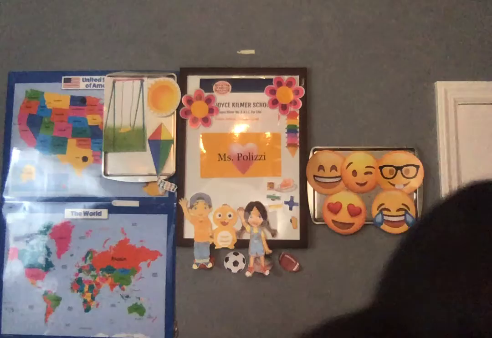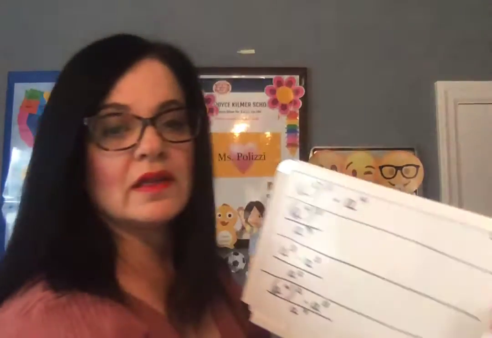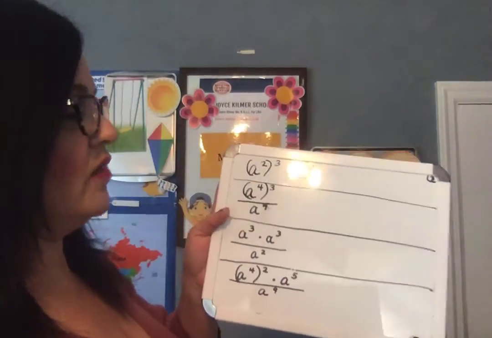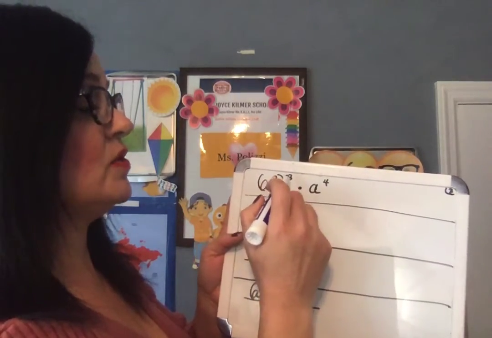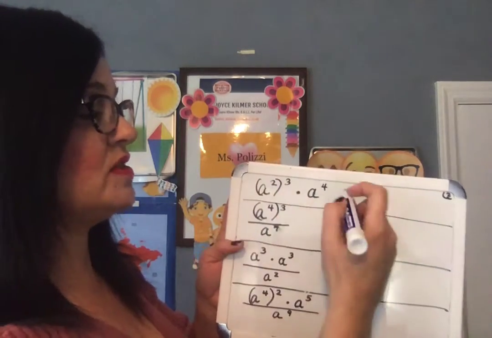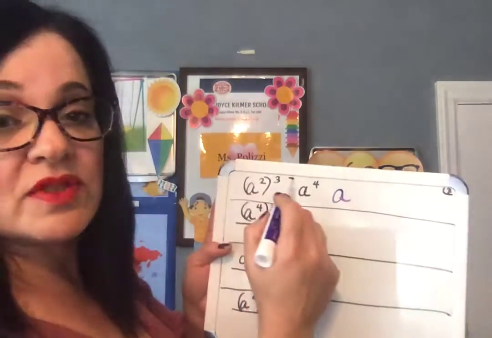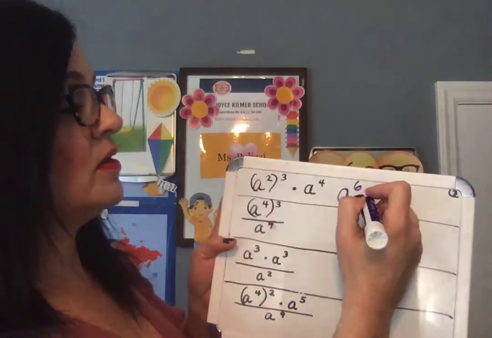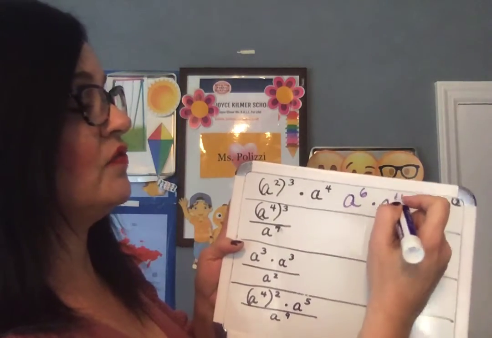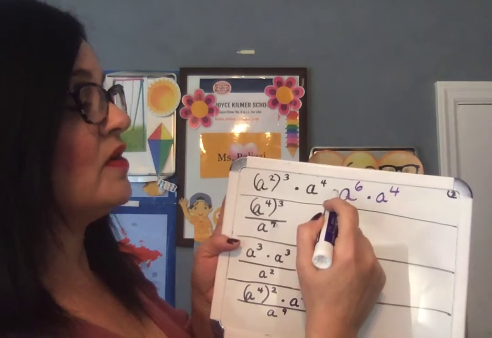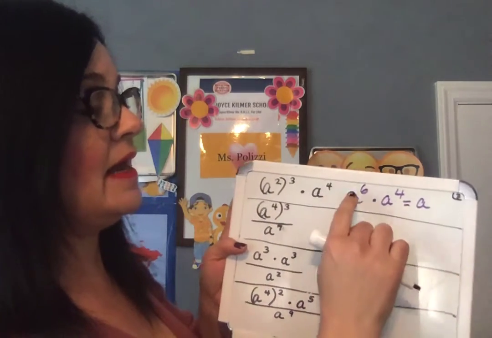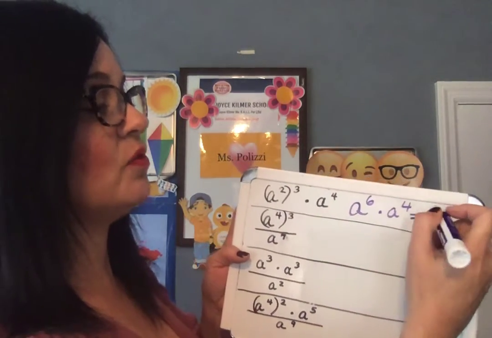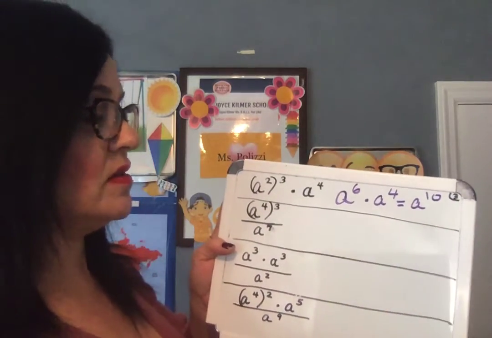On that same page, you may have some problems that look like this. So let's solve this together. You have a to the 2nd power to the 3rd power. Well, over here you have one base, which is a, and 2 times 3 is 6, times a to the 4th power. So now you have the same base, a times a. We are going to keep our a and add our exponents. So 6 plus 4 is 10. And our answer is a to the 10th power.